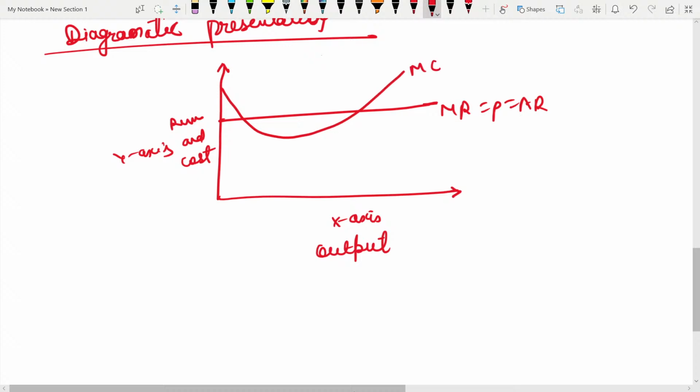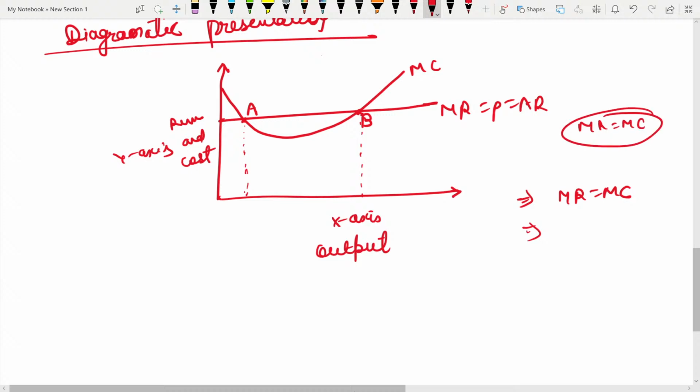Now there are two points, point A and point B. Why can we say that the producer wants to operate at this point in order to maximize his profit? Why not at this point? As we have seen in the condition, MR should be equal to MC. Here the point is also equal to MC, because MC is interacting with MR, so it should be MR equal to MC. Then let me ask one question: why is the producer not able to produce at point A? Why at point B?